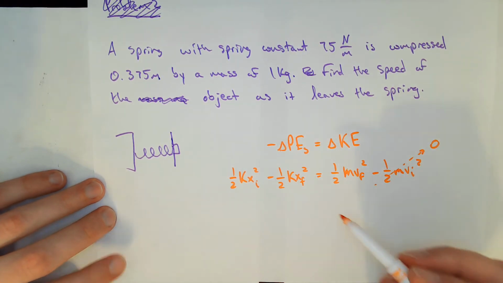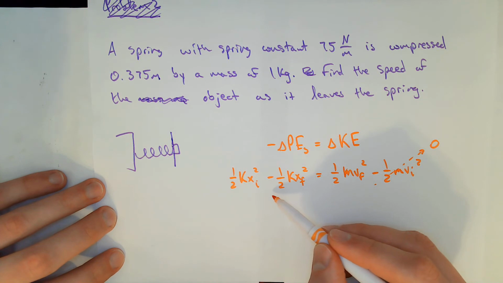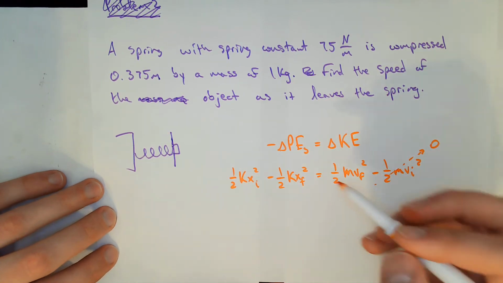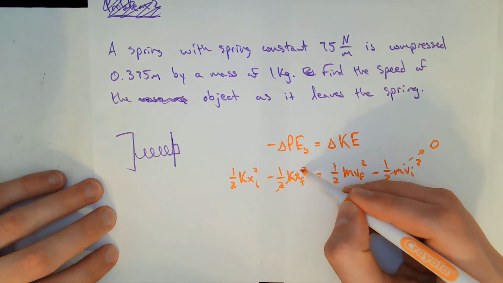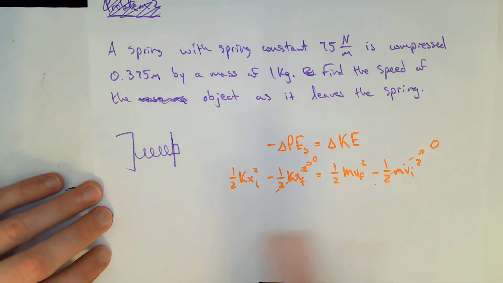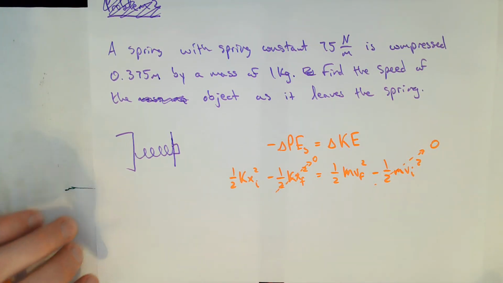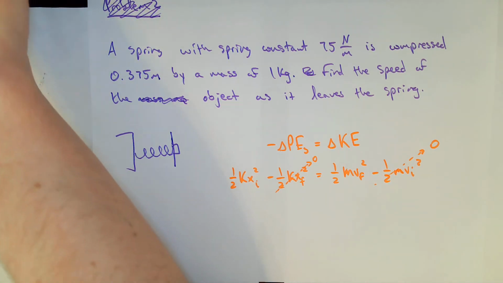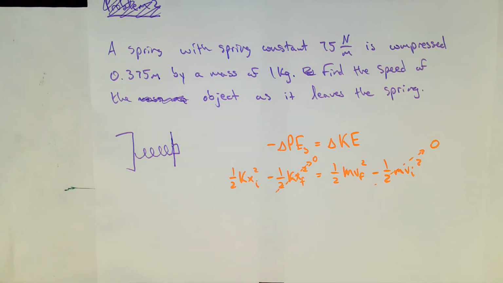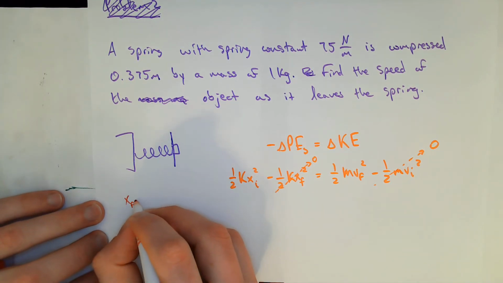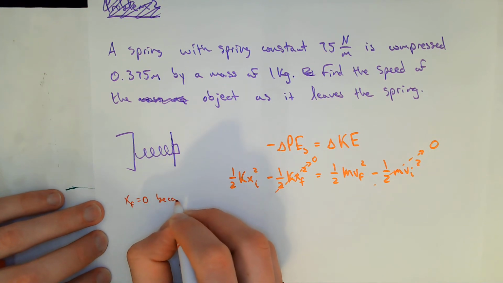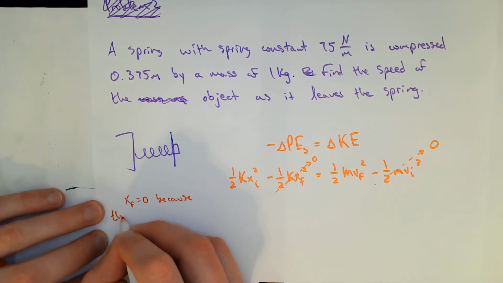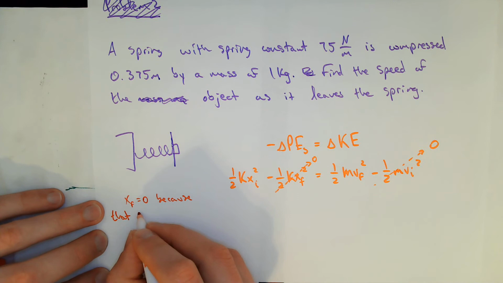X final is going to be 0 because that's where the spring hits equilibrium and it loses all potential energy, and the object is rocketed off of the spring. So I can say x final equals 0 because that is where the spring hits equilibrium.